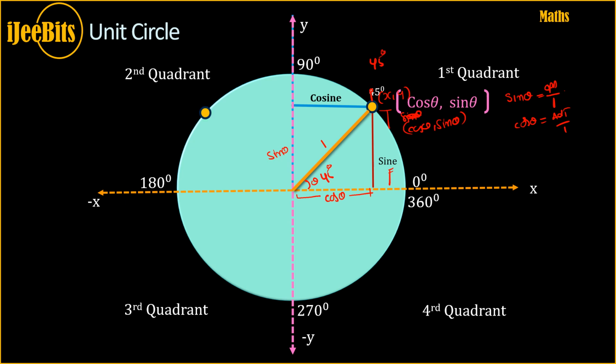Similarly, in the second quadrant, if this is 90 and this is 180, the midpoint is 135, right? 90 plus 45, this angle. Similarly, in the third quadrant, it's a multiple of 45, that's 225. And the midpoint between 270 and 360 is 315, right?